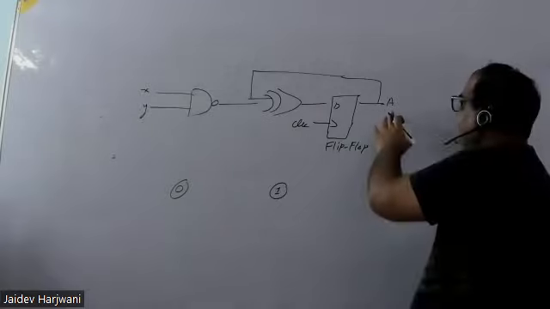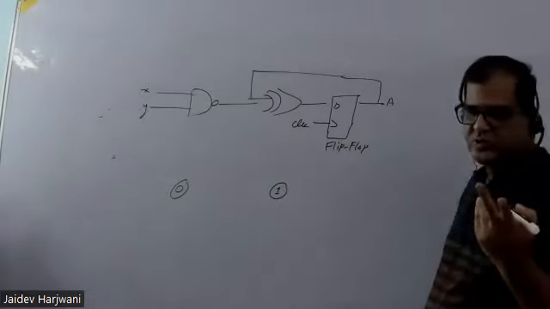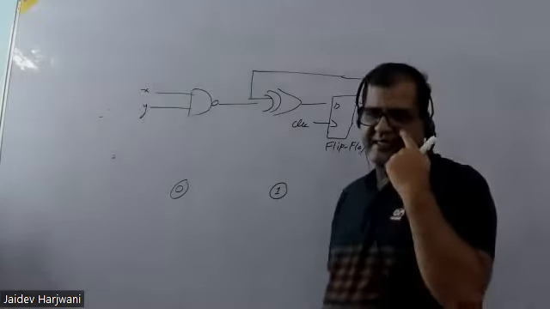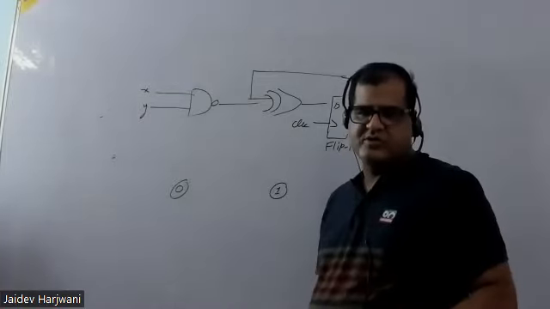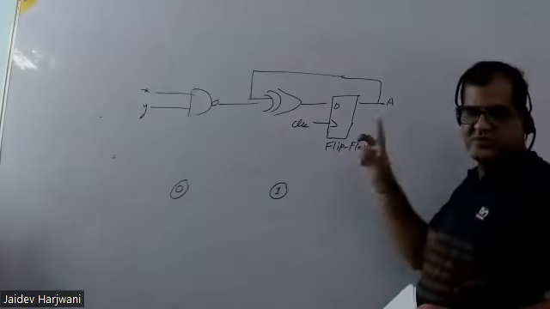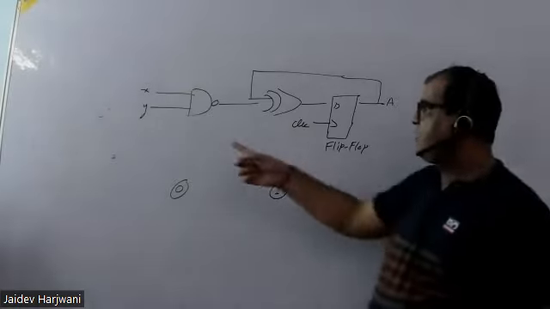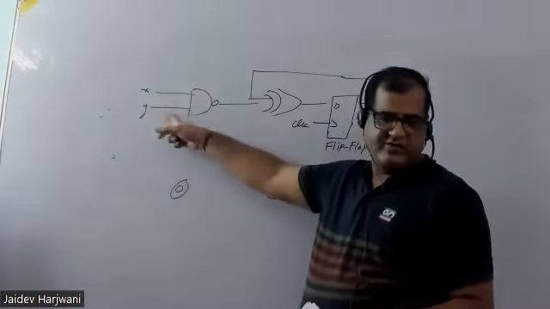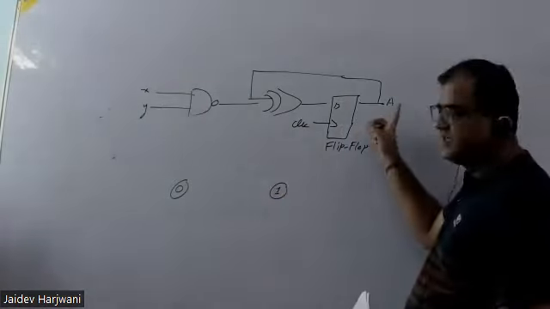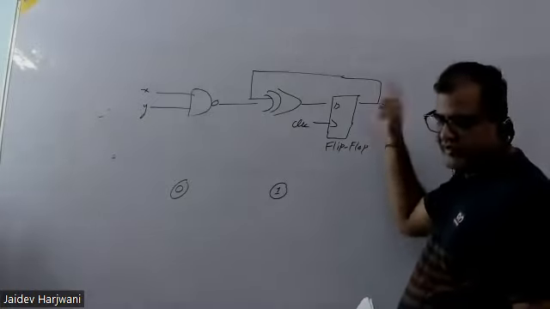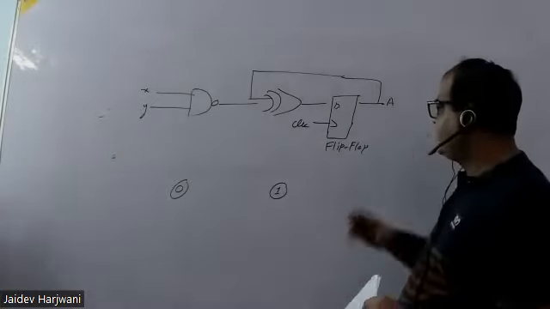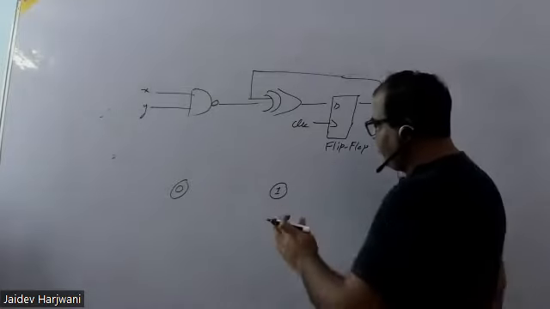Because this output can have only two states. State diagram means which states follow which. So it can have only two states, zero or one. And what combination of X and Y can turn this from zero to one, or one to zero, or zero to zero, or one to one? Those are all the options we need to find out.